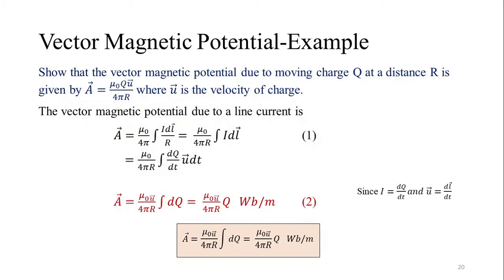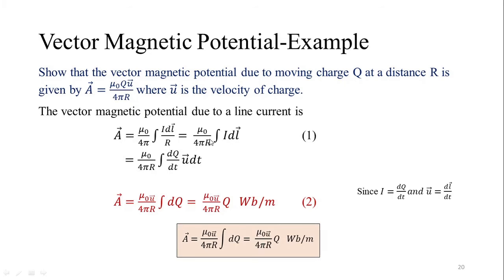Now let's have some examples based on the vector magnetic potentials. Show that the vector magnetic potential due to a moving charge q at a distance r is given by A vector equal to μ₀ q u vector divided by 4π r, where u vector is the velocity of the charge. The vector magnetic potential due to a line current is A vector equal to μ₀/4π line integral of I dl/r.